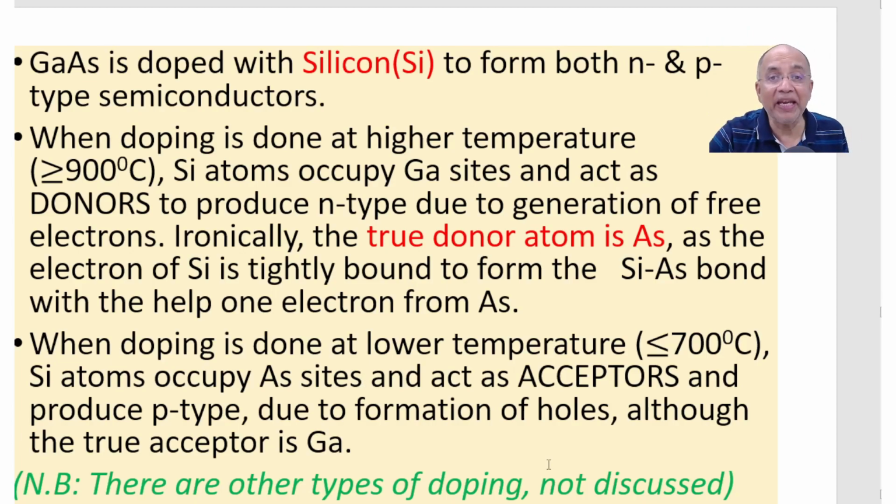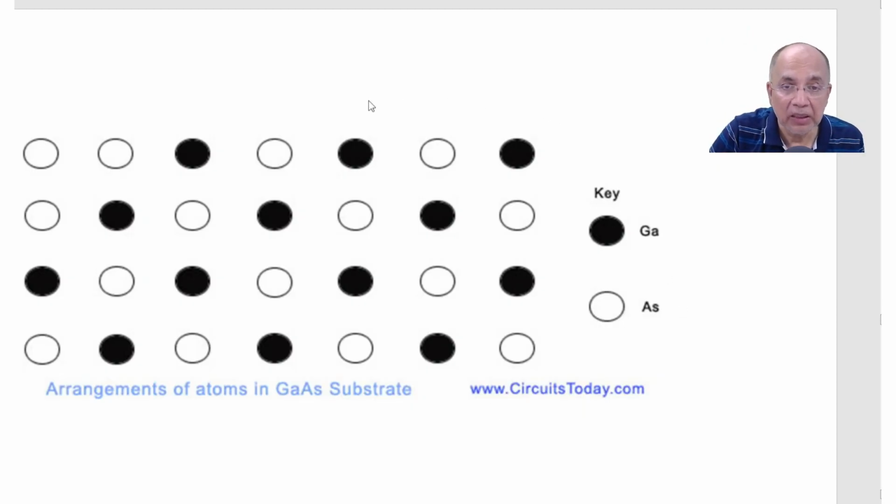So in this way, this is the two-dimensional view structure of gallium arsenide. I have not doped. Gallium is black and arsenic is white. So if you dope silicon at higher temperature, gallium will be replaced by silicon, some of the gallium atoms, and produce n-type. And when you dope at a lower temperature, below 700, some of the arsenic atoms will be replaced by silicon. You will be having holes.